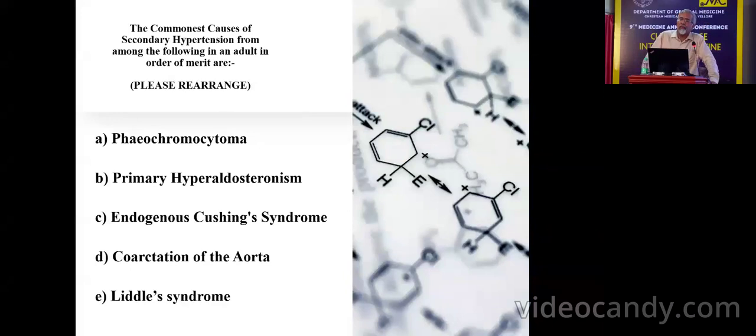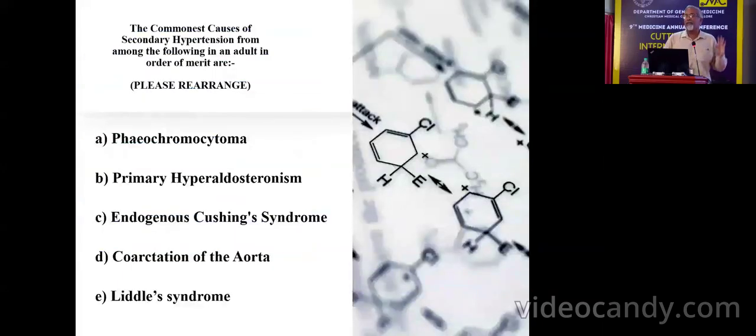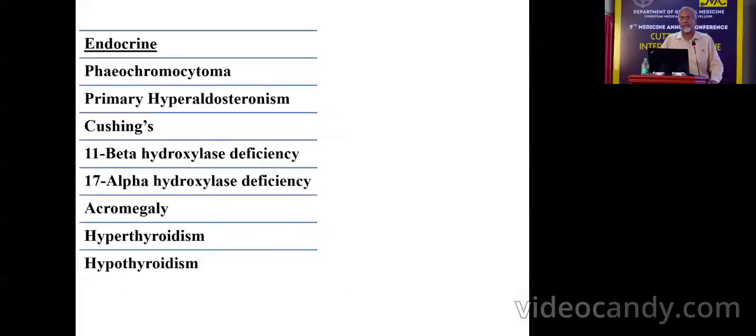The commonest causes for secondary hypertension among the following in an adult, in order of merit, are A, B, C, D, E, and there's no time to answer. You can yell if you want to. Your correct answer is, I beg your pardon, primary hyperaldosteronism. That's reasonably correct. So when you think about secondary hypertension, you have a spectrum of conditions over here.